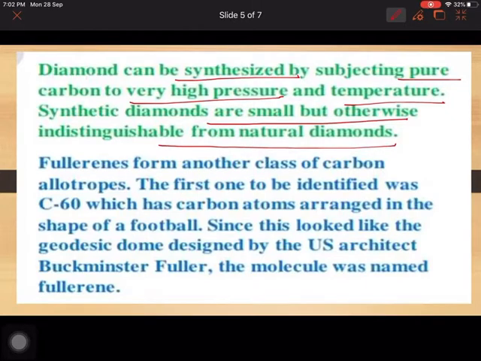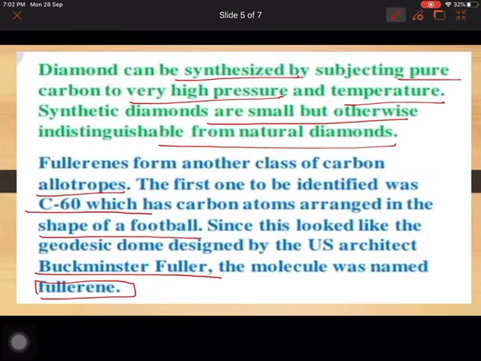Fullerenes are another class of carbon allotropes, which were found by a scientist, a US architect, who drew this structure, known as Buckminster Fuller. The name has been kept after his name. It is C60 carbon arranged in hexagonal and pentagonal rings like a football shape. So this is the end of the worksheet.